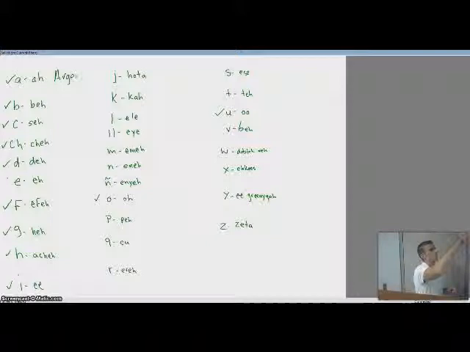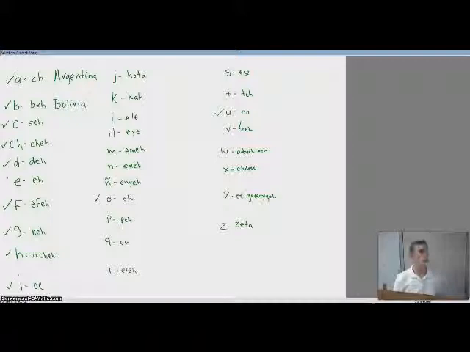Argentina. Of course, a Spanish-speaking country in South America, Argentina. All right, let's move on. Bolivia. Again, another Spanish-speaking country in South America, Bolivia.